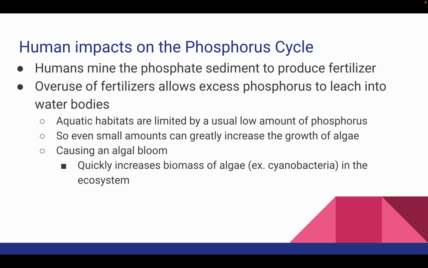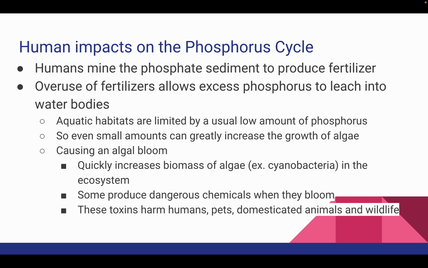So when algae receives an increase in the amount of phosphorus available in their ecosystem, this can lead to an algal bloom. This quickly increases the biomass of algae, allowing them to grow and spread, such as species like cyanobacteria, and some produce dangerous chemicals when they bloom. They're also called toxic blooms. So these toxins harm humans, pets, domesticated animals, and wildlife, both terrestrial and aquatic.